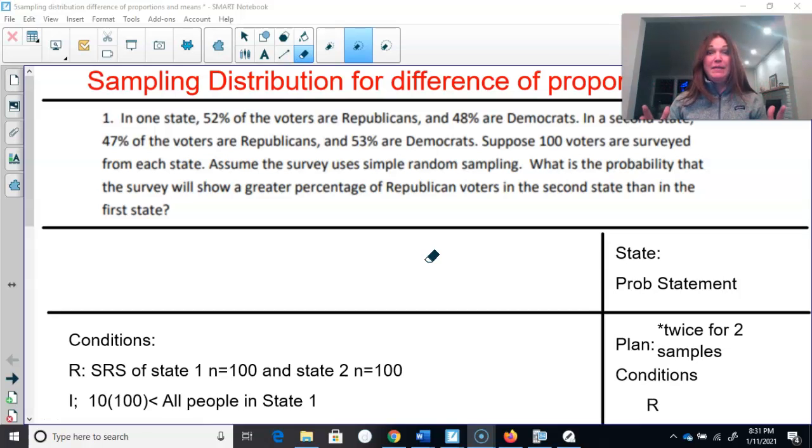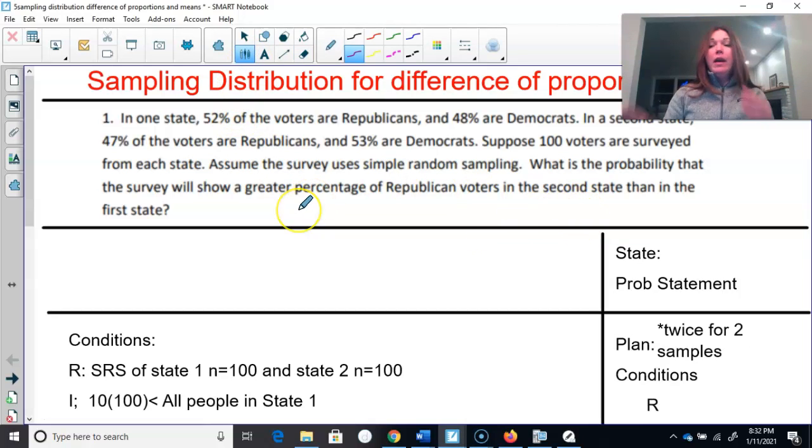All right. In one state, 52% of voters are Republicans and 48% are Democrats. In the second state, 47% of voters are Republicans and 53% are Democrats. Suppose 100 voters are surveyed from each state. Assume the survey uses simple random sampling. What is the probability that the survey will show a greater percentage of Republican voters in the second state than in the first state?